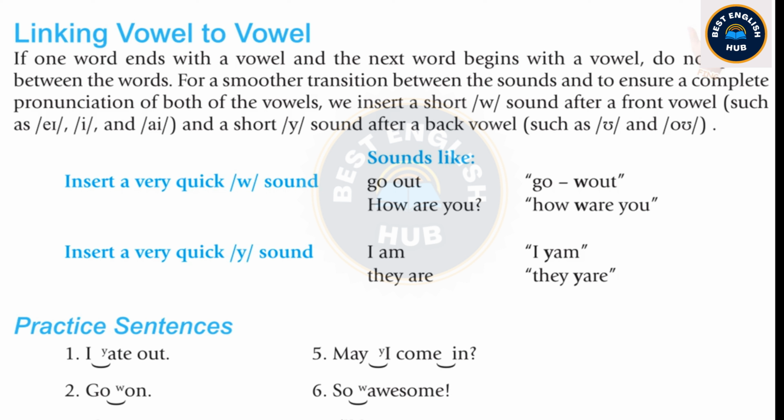Make sure that you don't fully pronounce or overpronounce the w sound. Don't say go out. Also, don't say how are you. Insert a short w sound after the word how and link the words together. Go out. How are you? Instead of saying they are, say they-y-are. Instead of saying I am, say I-y-am. Insert a very quick y sound. I am. They are.